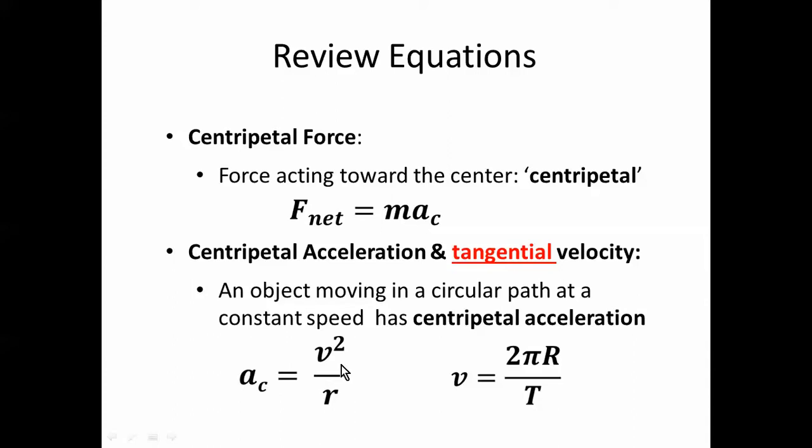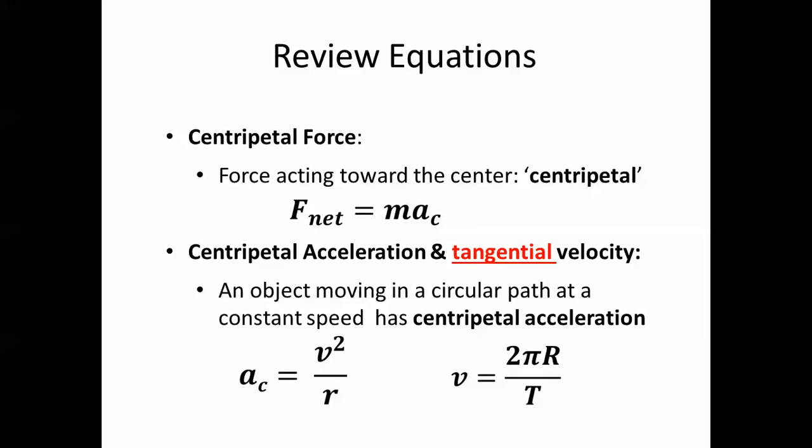We also had the equation for tangential velocity, that is 2 pi r, or 2 pi the radius of the circle divided by t, where t is the time it takes to do one loop around the circle. Now we're going to apply these equations in some real-world situations.